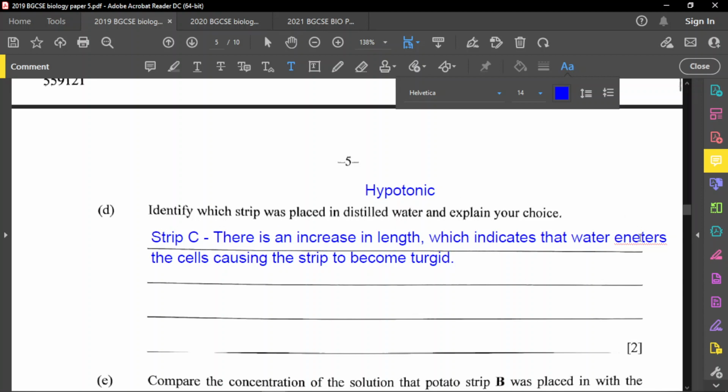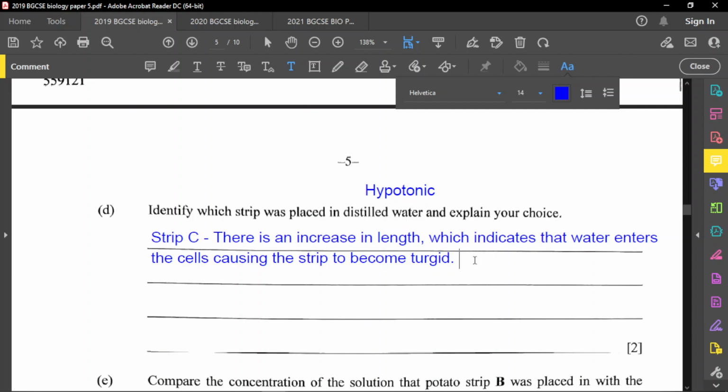So that's how we know for sure that it is distilled water, because distilled water outside of a strip would have a higher concentration of water compared to the inside. So therefore, water moves from the outside to the inside, causing the strip to become bigger or longer and also turgid. And you can also explain further that this is caused by water entering the cell from a higher water concentration to a lower water concentration through the membranes of the cell within the potato strip.